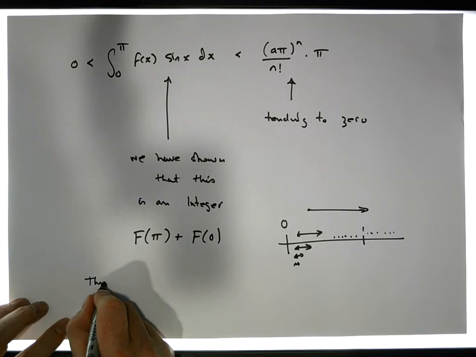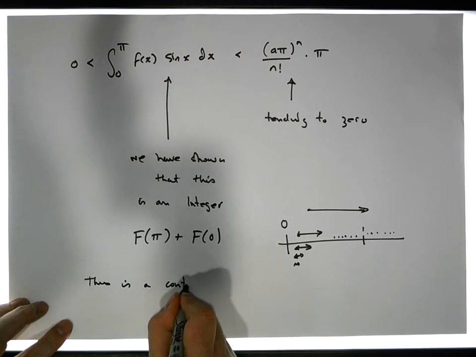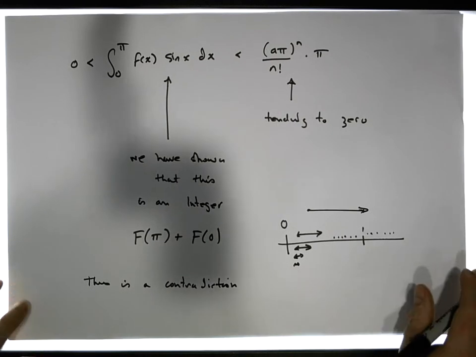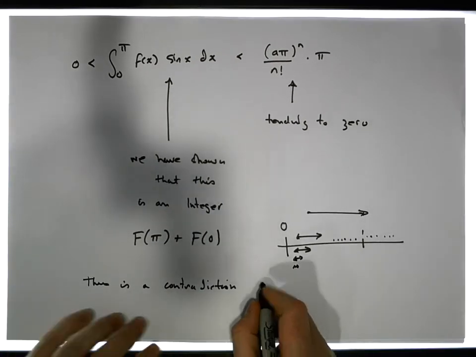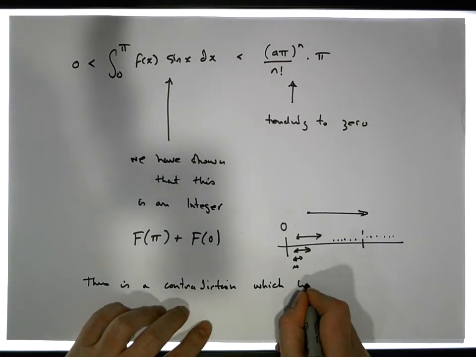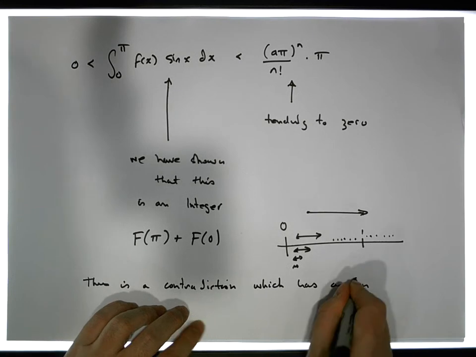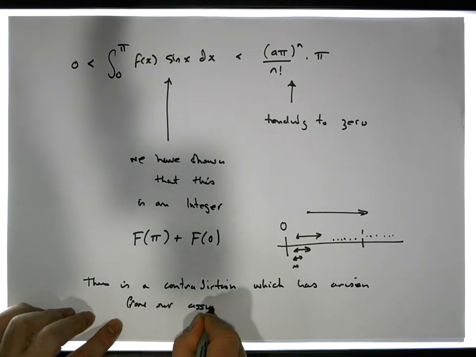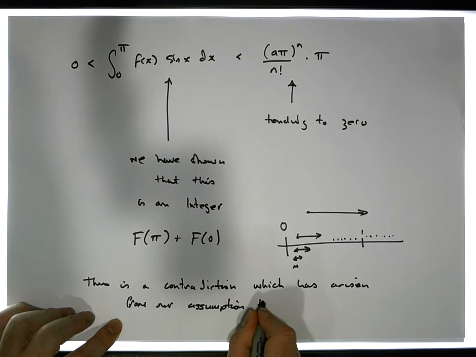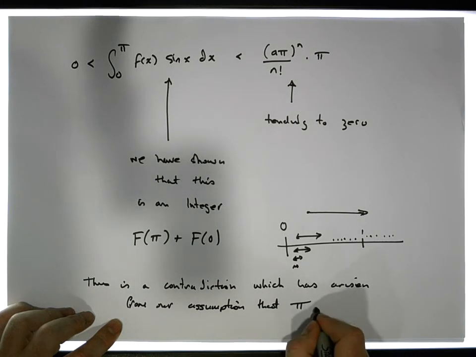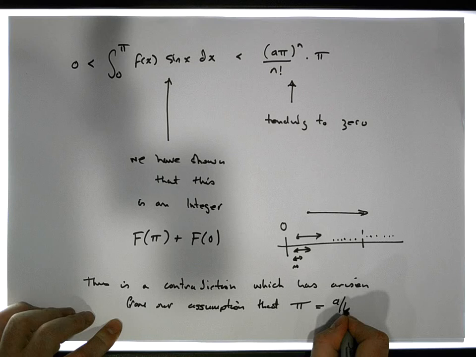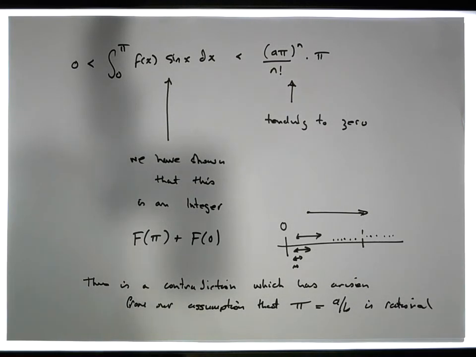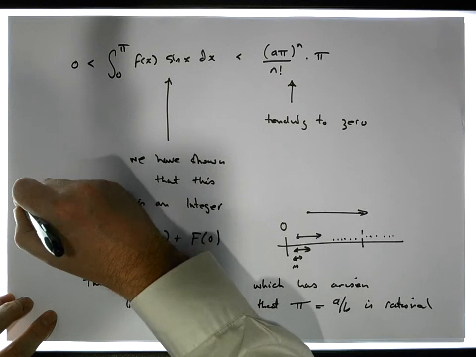It's a contradiction, and this contradiction has arisen from our assumption that pi equals a over b is rational. That was our assumption, and therefore pi is irrational. That's our proof.